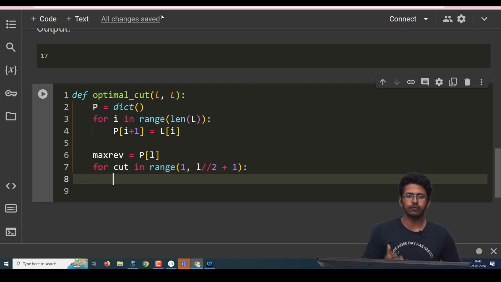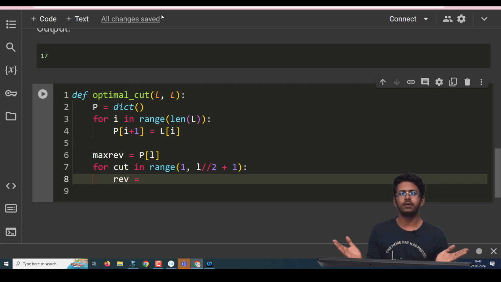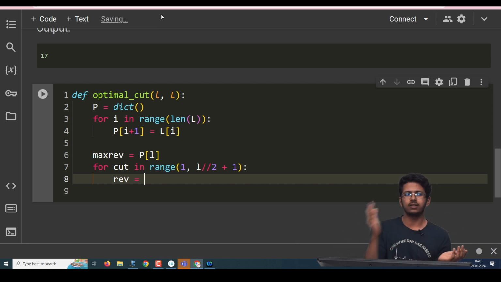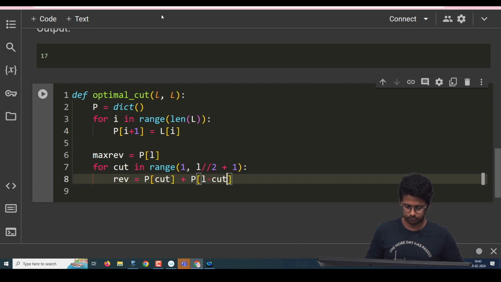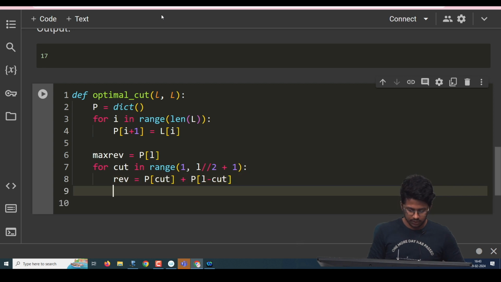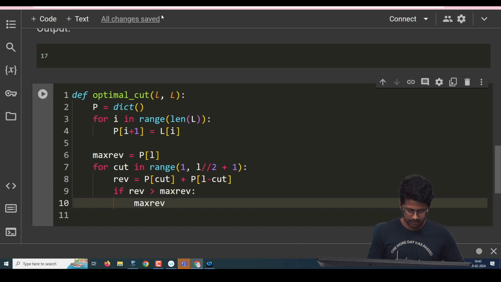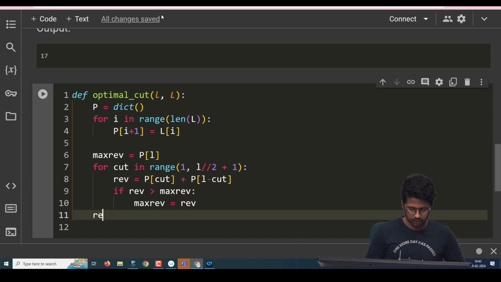And for each cut, we are going to find the revenue. So when we cut it, we get two parts, right? So one will be the cut and the other one will be L minus cut. So as we saw, when cut is 2, the other part is L minus 2. So we want to get the combined revenue of these two parts. So how we'll get it is P of cut plus P of L minus cut, right? So the entire rod length is L, and when you make a cut, you have profit for that particular cut part and the profit for L minus cut part. So we'll be adding them to get the combined revenue. And if this revenue is going to be greater than your assumed maximum revenue, then you change the max_rev to this revenue. Finally, you will just return max_rev.